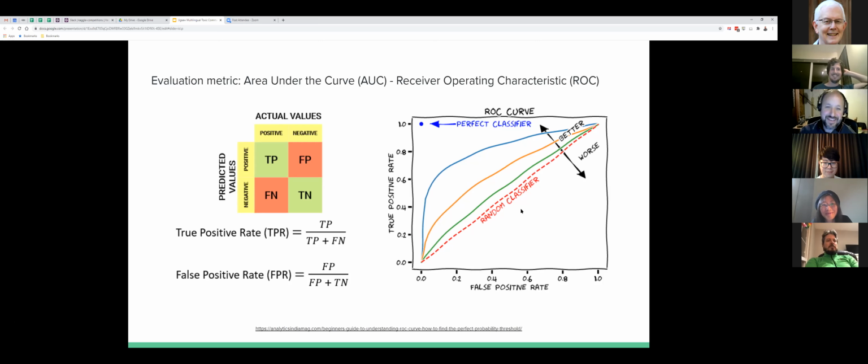Math is not my strong point. Does anyone have any insights on this? No. Okay, so hopefully I explained that fairly well. But anyway, that's the evaluation metric for this competition.